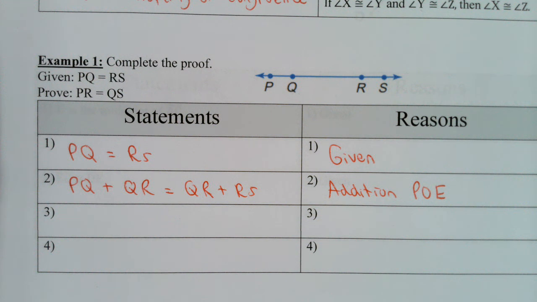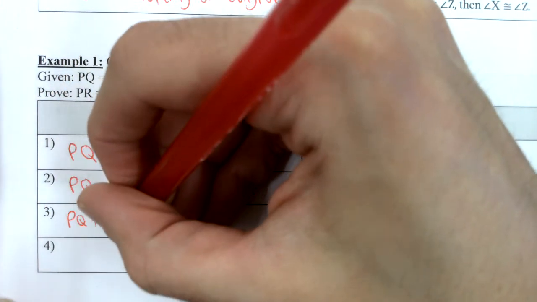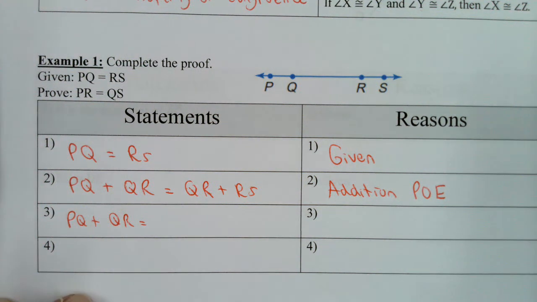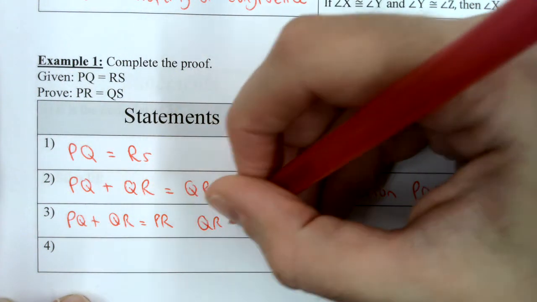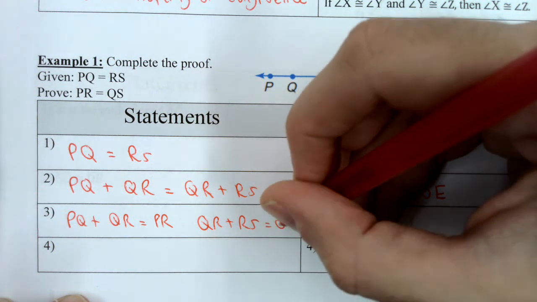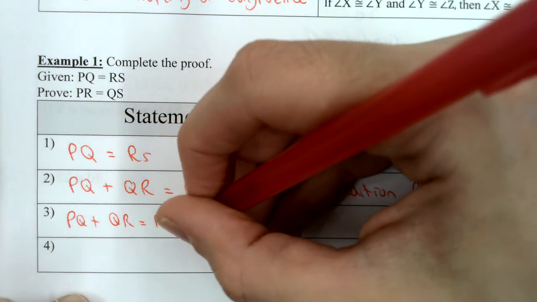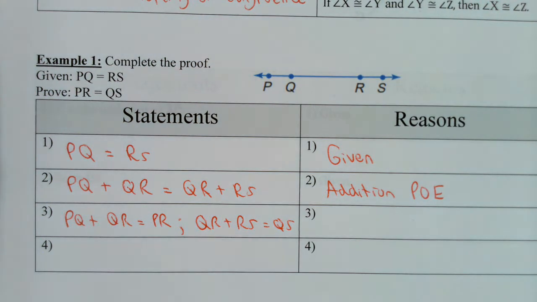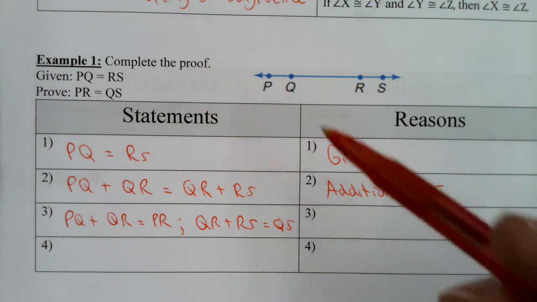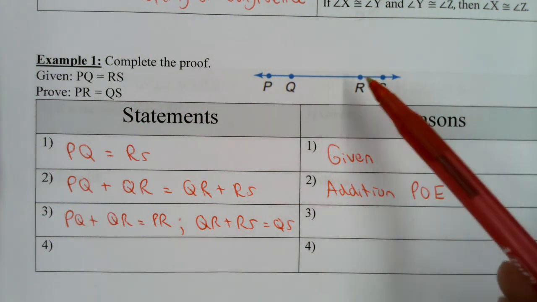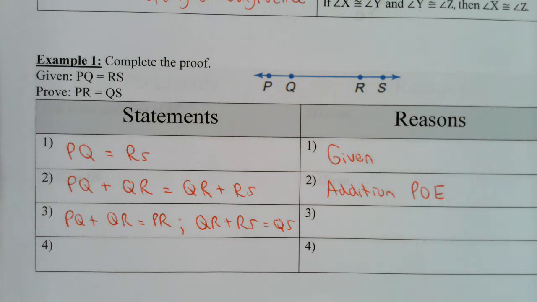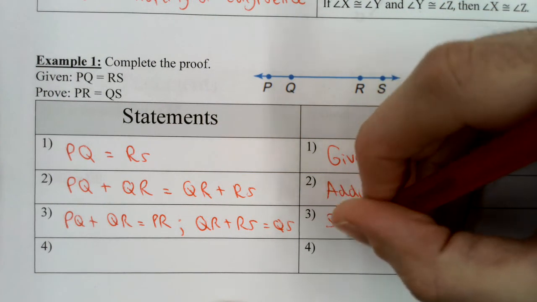Now, how about if I do this? Can I say that PQ plus QR equals PR? And can I say that QR plus RS equals QS? These are two separate statements. PQ plus QR equals PR. And can I say QR plus RS equals QS? Yes, I can. That is the segment addition postulate.